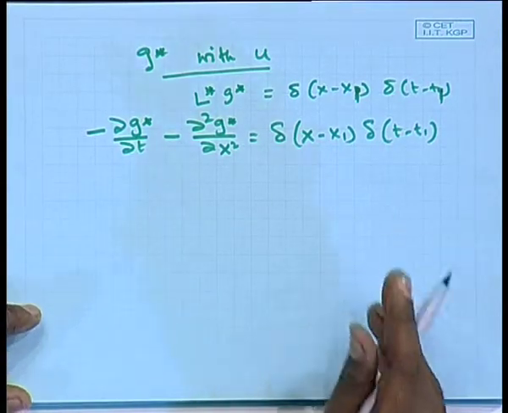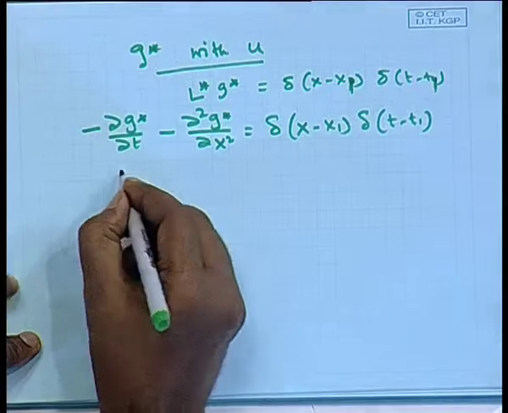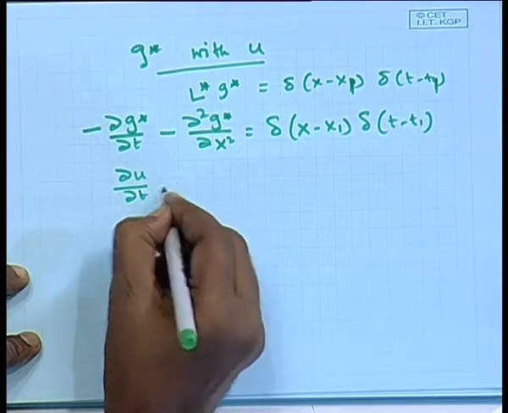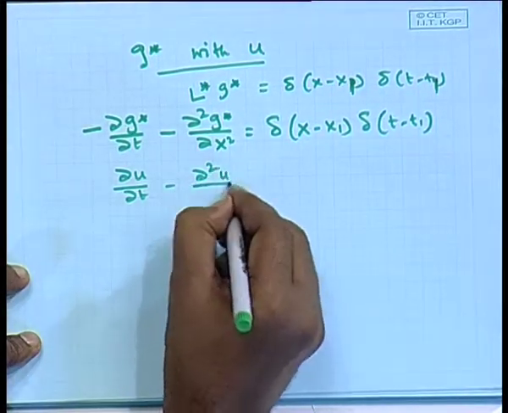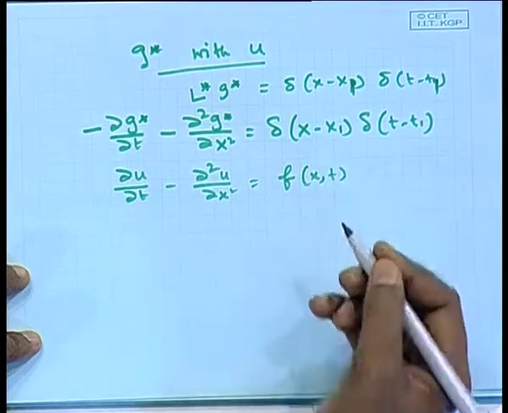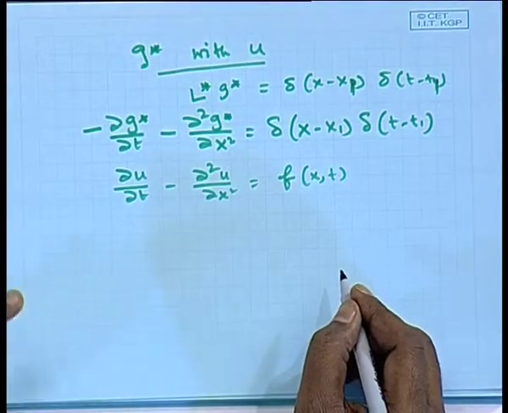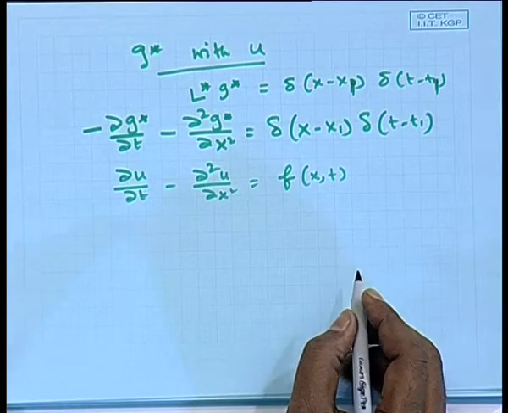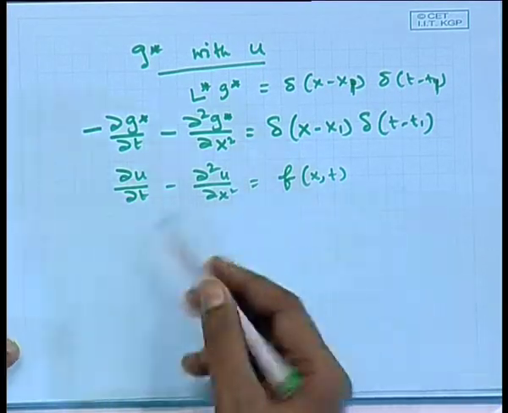And what is our governing equation for u? It was del u/del t minus del square u/del x square is equal to f of x, t in general, where f is a known prescribed function. Now, how to connect them?